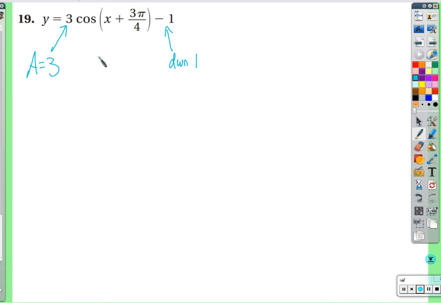What's the period going to be? 2 pi. The period's going to be 2 pi. It doesn't change, there's nothing here to change it. There's a 1, the period is 2 pi over b, 2 pi over 1, so 2 pi. And lastly, this guy right here: left 3 pi over 4. I would say, whatever you do, just leave the horizontal shift for last, and you'll be in good shape.